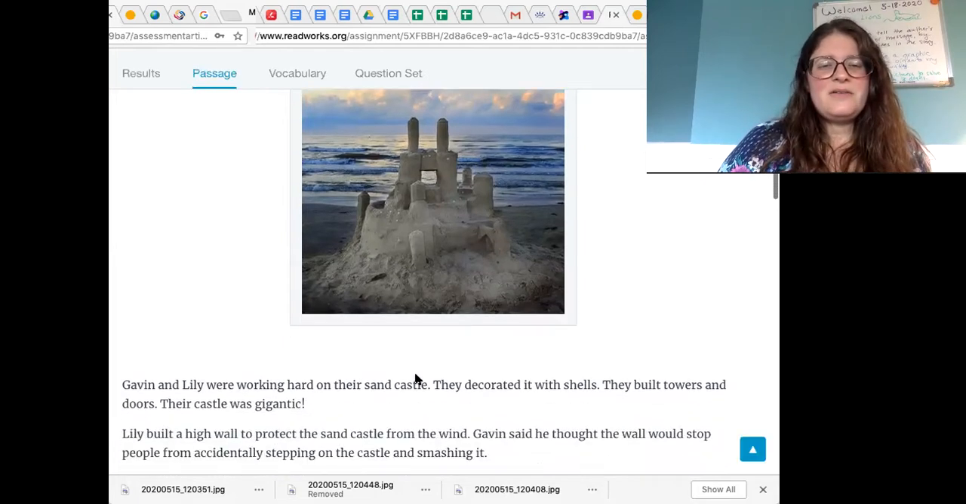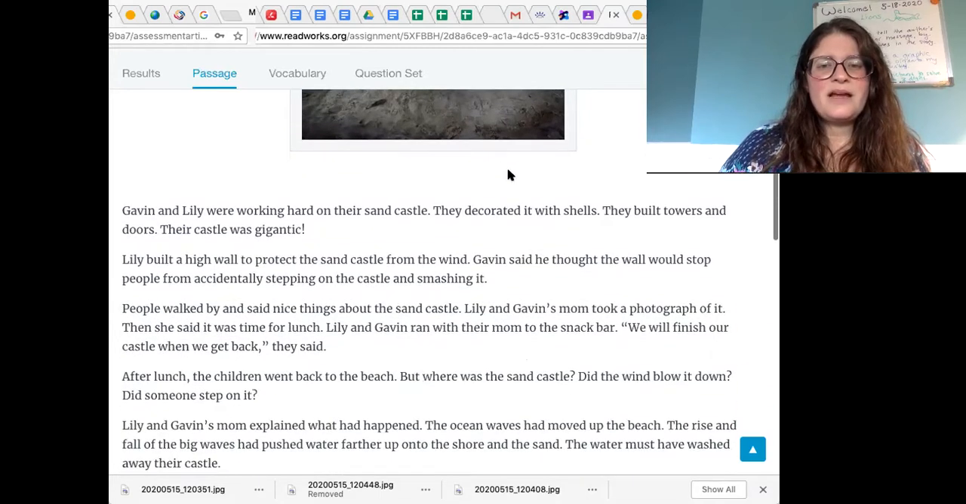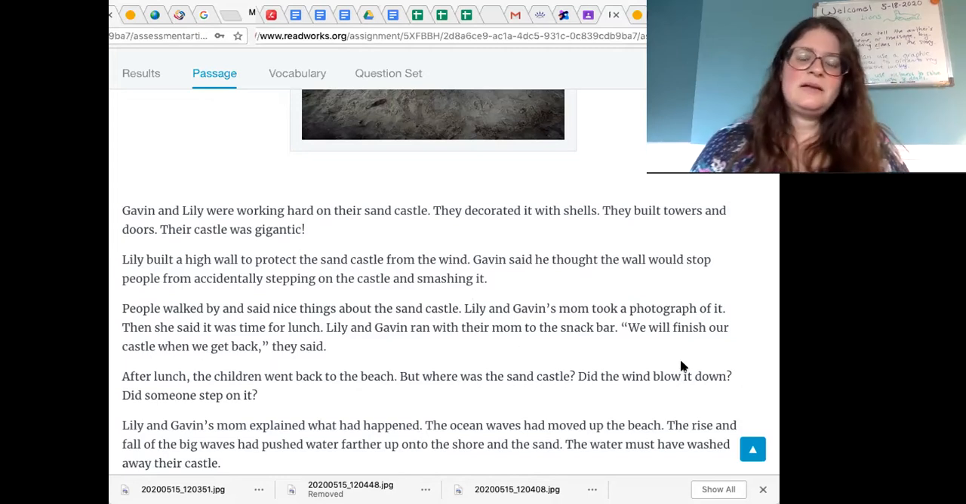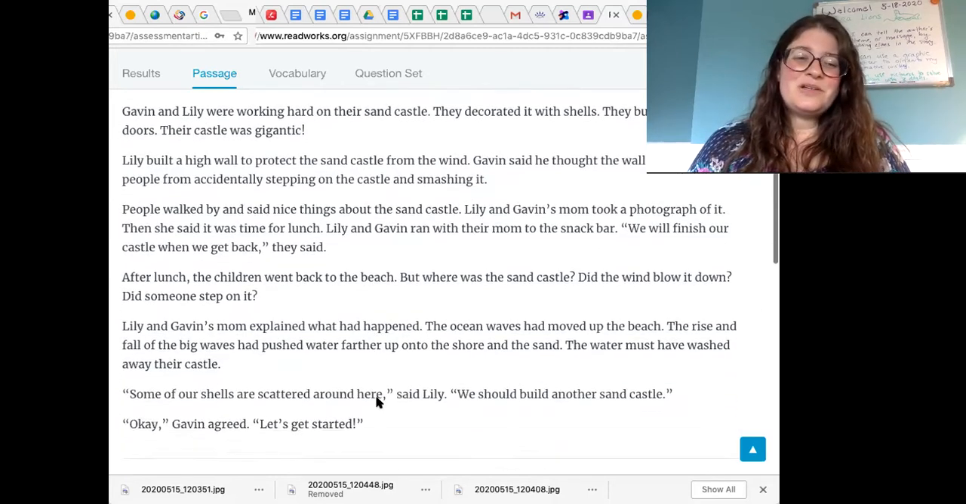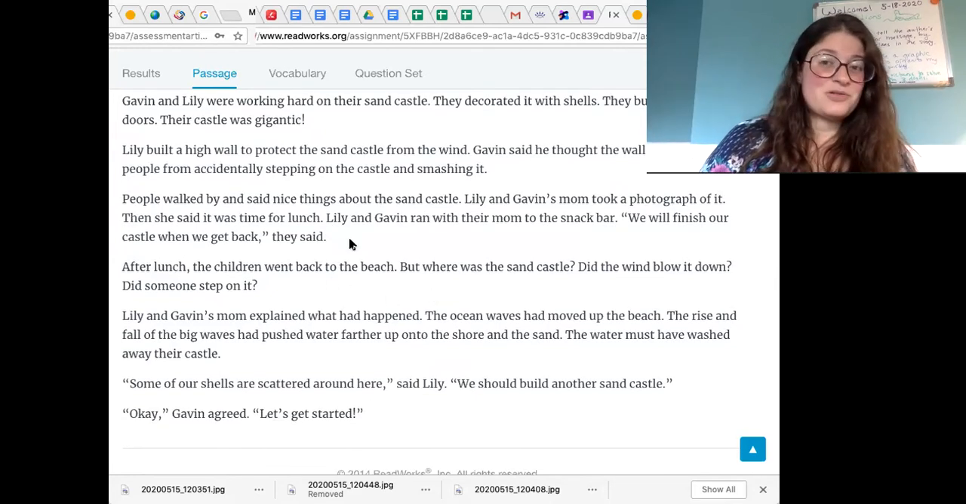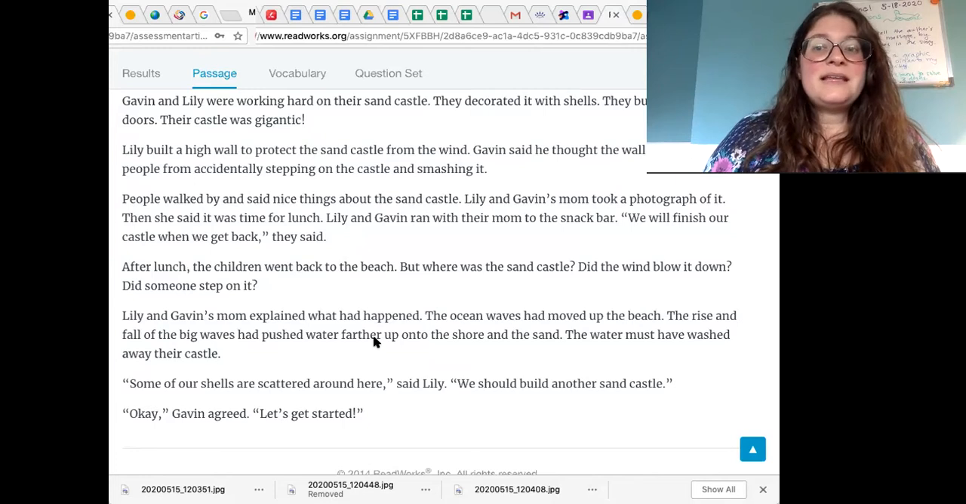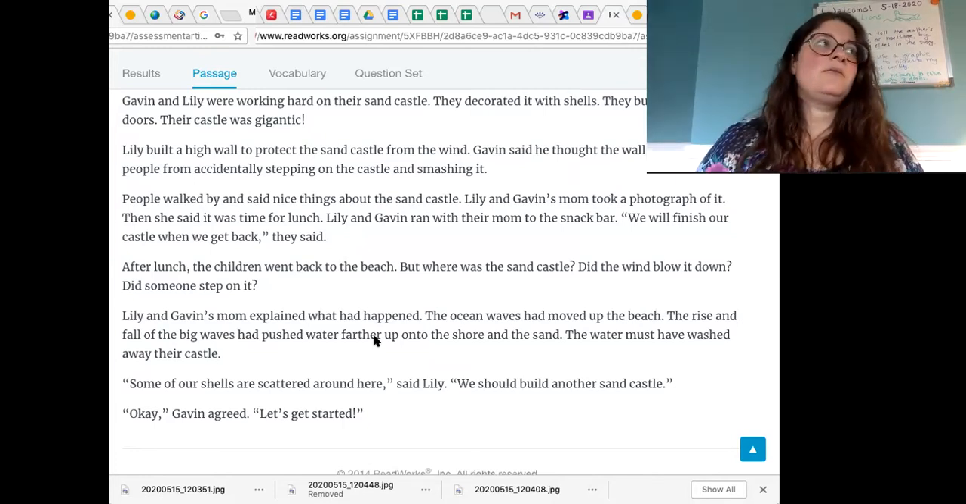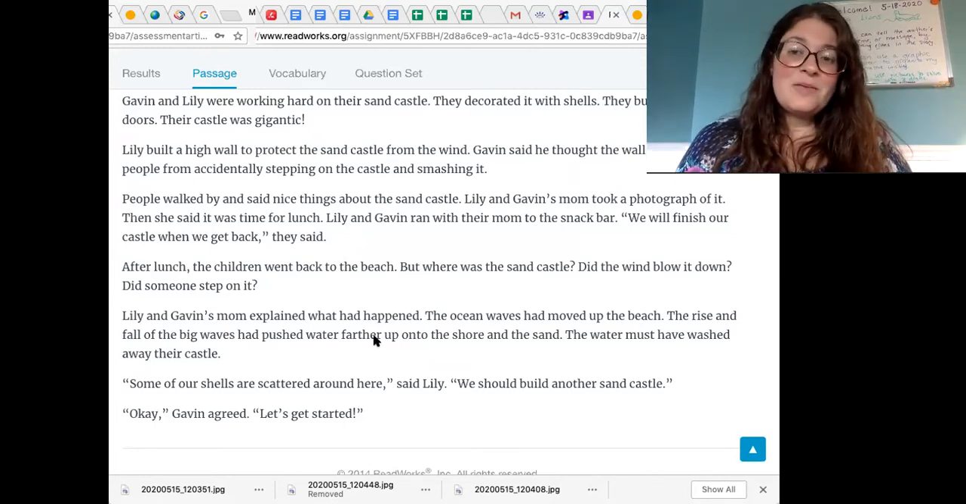So how did I know that was the theme? Well, I know that building a sandcastle was important or worthwhile to the kids because they worked hard on it, they decorated it, they tried to protect it from the wind and people stepping on it. And then I know it was important to them because they were upset when they got back and it was gone. They didn't know what happened. They were trying to figure it out. But instead of giving up and saying, ugh, I did all that work, I'm not doing it again, they were very persistent and they said, you know what, this is worth it.